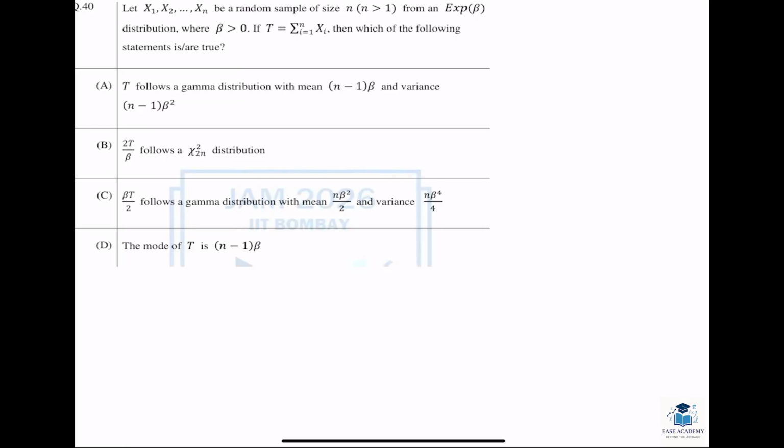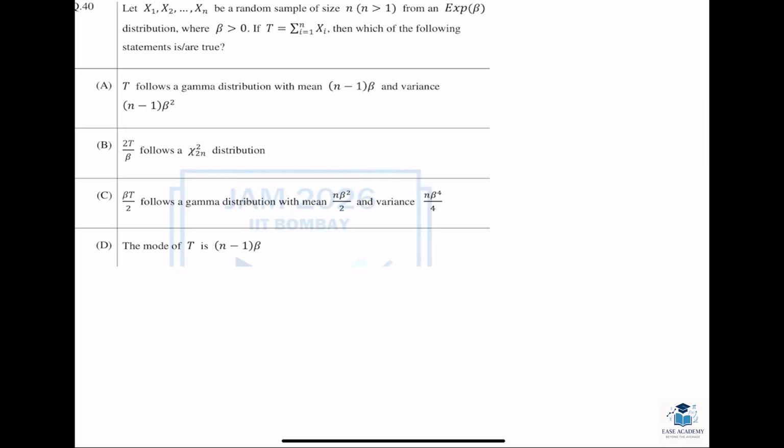So now the next question is question number 40 of this series IIT JAM PYQ MS Solution 2026. The question is: we have X1, X2, ..., Xn, a random sample of size n, following exponential with parameter beta. और ऊपर इंस्ट्रक्शन में दिया हुआ है कि एक्सपोनेंशियल बीटा का पीडीएफ क्या होगा.